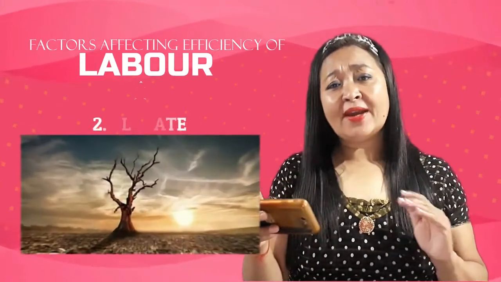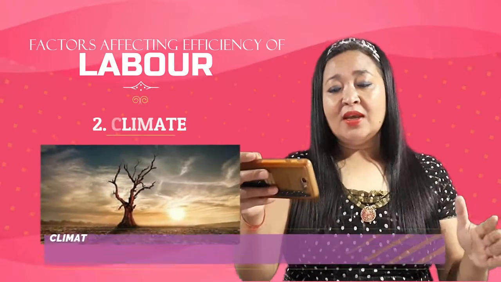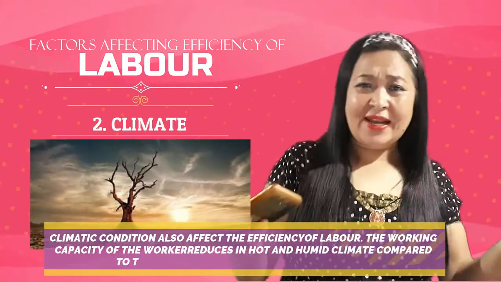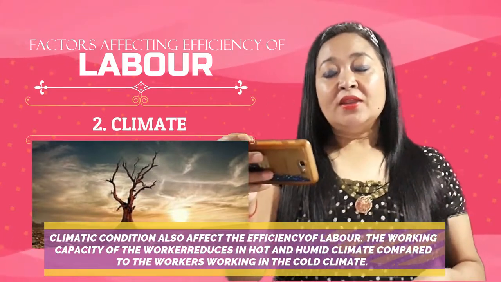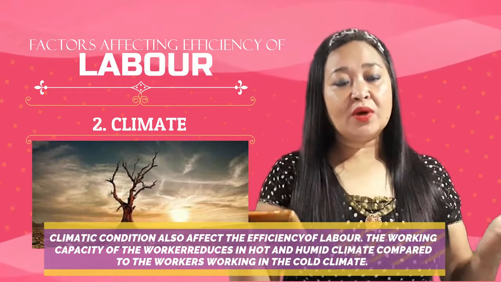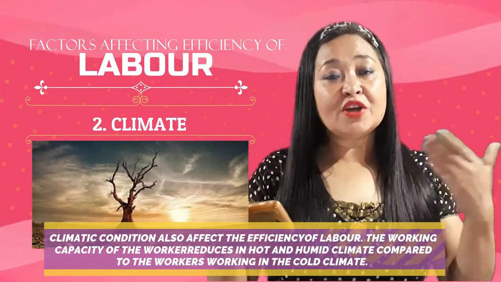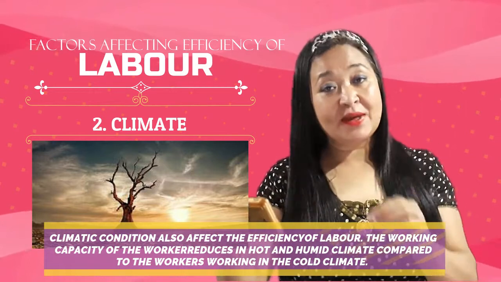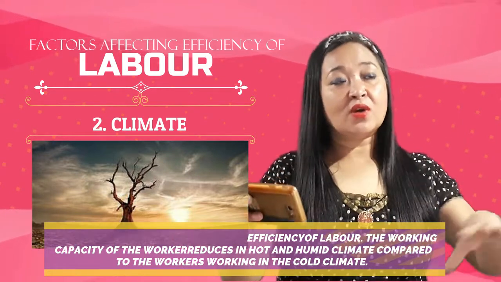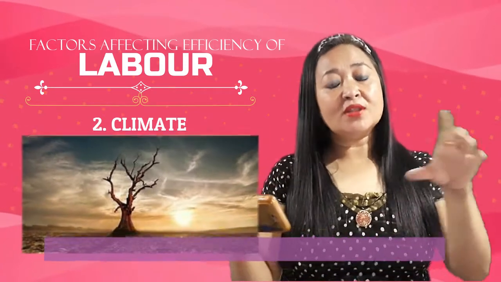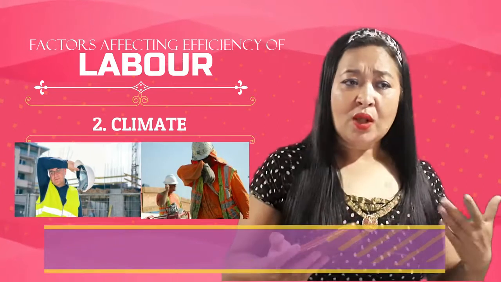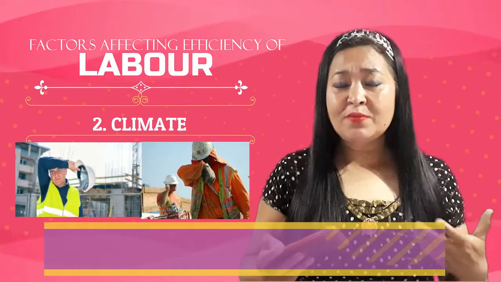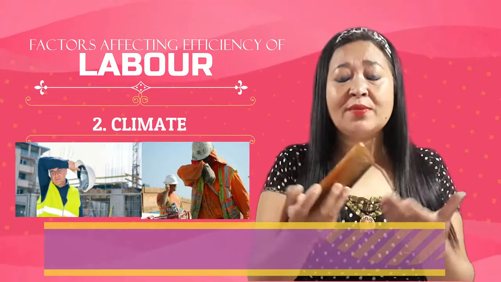Then what is the second factor? Well, the second factor is climate. Now see, climatic condition, whether it is a hot climate or a cold climate, also affects the efficiency of labor. The working capacity of the worker reduces in a hot and humid climate compared to the workers of a cold climate. Why? Because in hot and humid climate, you already get so tired and lethargic, so you will not be able to give your best. I mean, you will not be able to work properly.